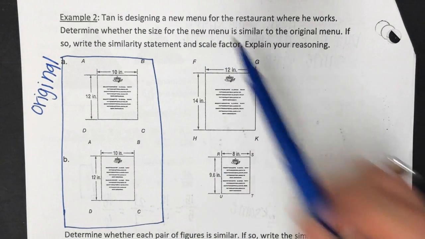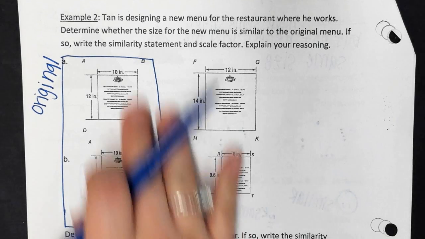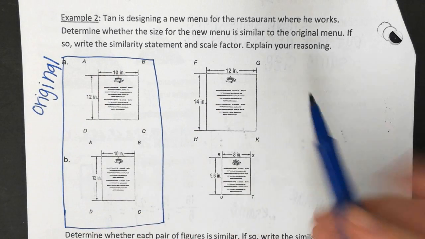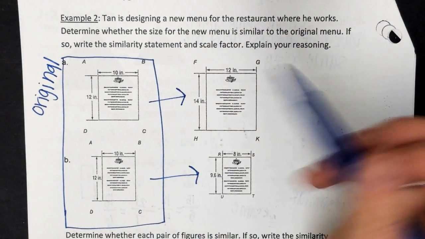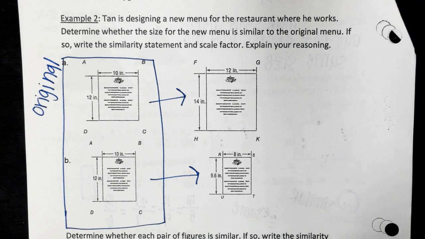Tan is designing a new menu for the restaurant where he works. Determine whether the size for the new menu is similar to the original menu. If so, write the similarity statement and the scale factor. So this is their original menu. These are two options for the new one. So from here to here or from here to here. One of them is going to be similar and one's not. So let's find out if they're similar.